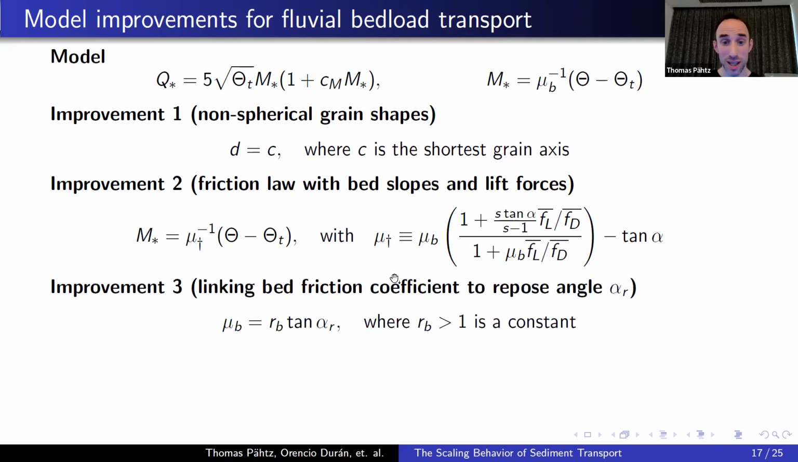The third one is that this bed friction coefficient mu b is now linked to particle shape. What do I mean by that? We assume that this bed friction coefficient is proportional to the tangent of the angle of repose of the grain material, and spherical particles will have a smaller angle of repose than non-spherical particles, or very angular particles can have a very large angle of repose.